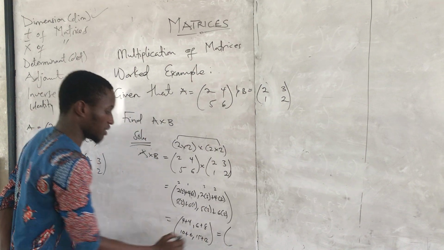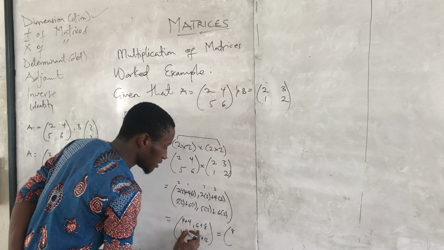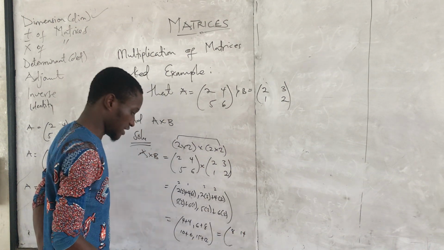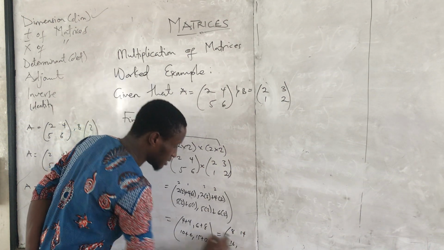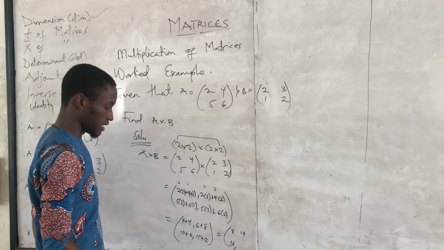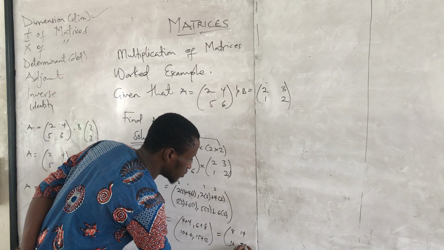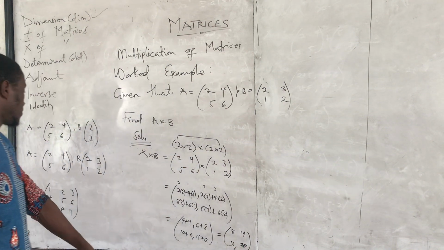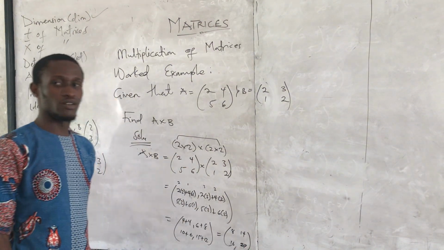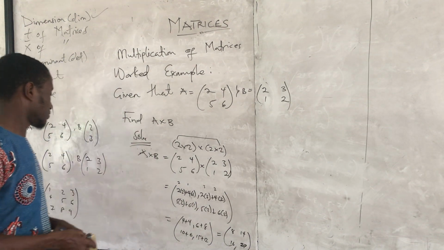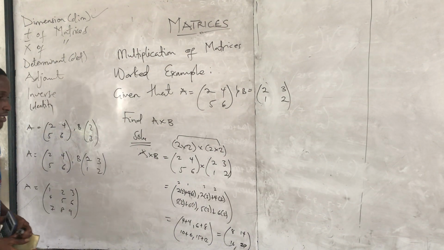The resulting answer becomes 8. 4 plus 4 is 8, 6 plus 8 is 14. Then 10 plus 6 is 16. Then 15 plus 12 is 27. So you can keep this in mind, write it somewhere when we do the calculator tricks. Then we will see the answer that we're going to get.